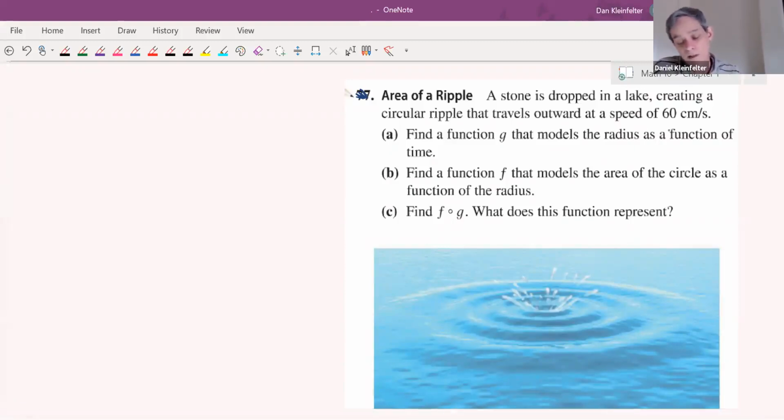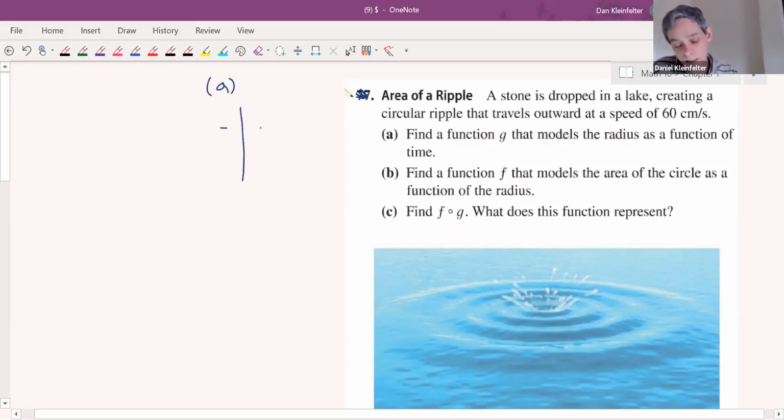For part A, we're to find a function g that models the radius as a function of time. So g will take time as input and give the radius as output. So this will be part A. So that means we could think about this by thinking about a couple of values. Well, at the instant the pebble hits the water, that is at time 0, the radius should be 0. Okay? The ripple travels outward at the speed of 60 centimeters per second.